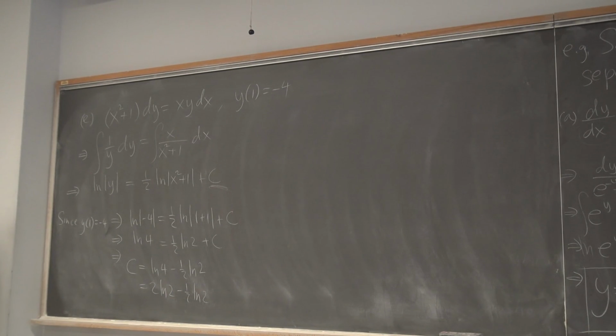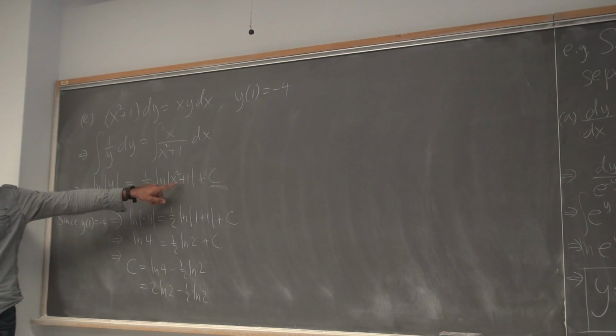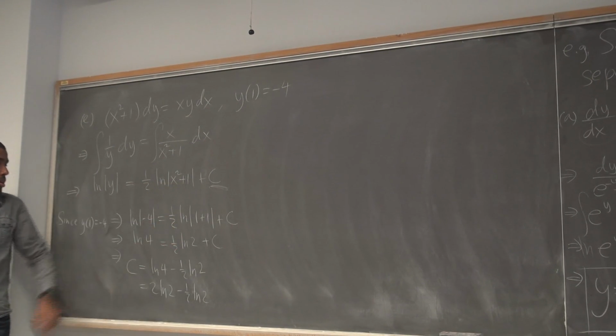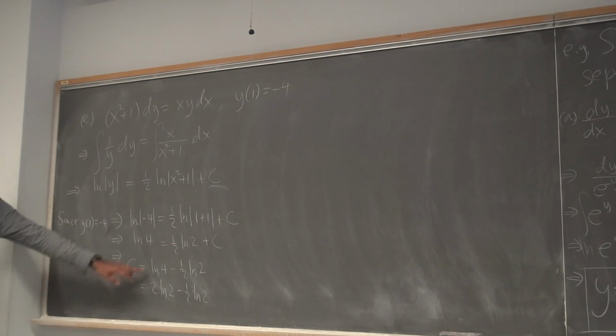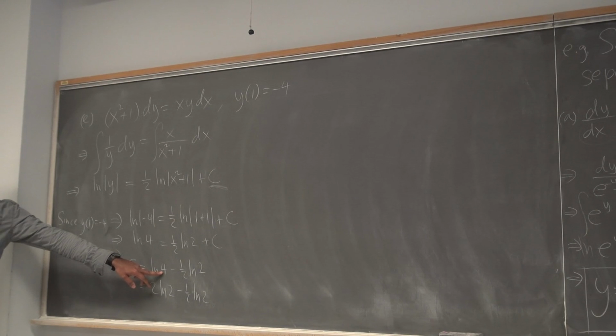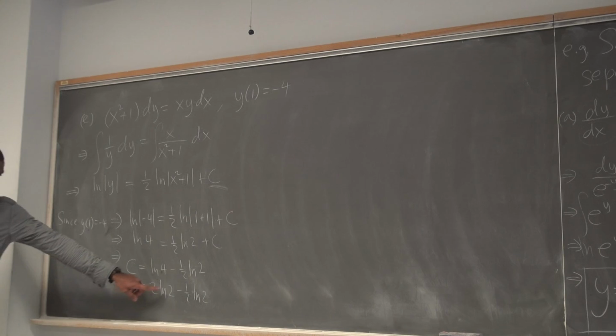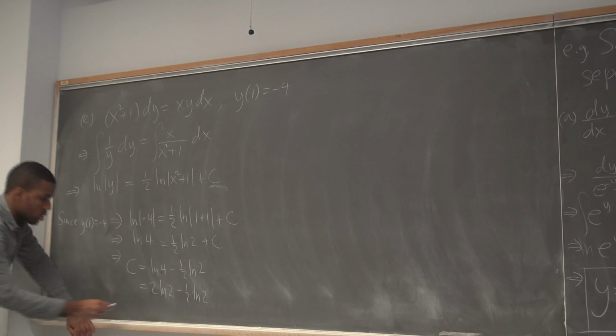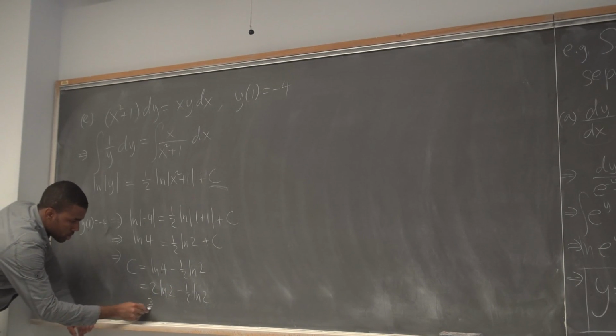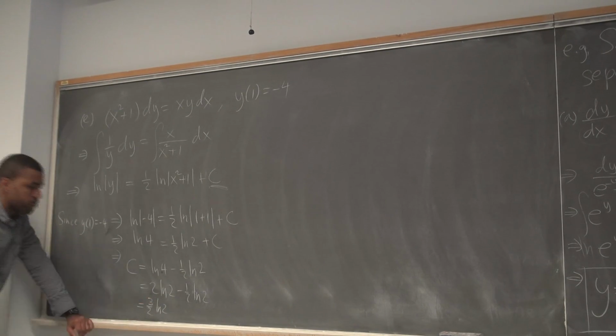Did I lose anyone? Yeah? How do you get that 1 plus 1? X is 1. So I just plug in 1 squared plus 1, which is 2. Right? ln 4 I can actually write as 2 ln 2, just to write them in common terms, right? Because 4 I can write as 2 squared, and remember a property of logarithms is that you can bring the powers down in the front, right? So I have 2 ln 2 minus 1/2 ln 2, so I just get 1.5 ln 2, so this is just 3 over 2 ln 2.